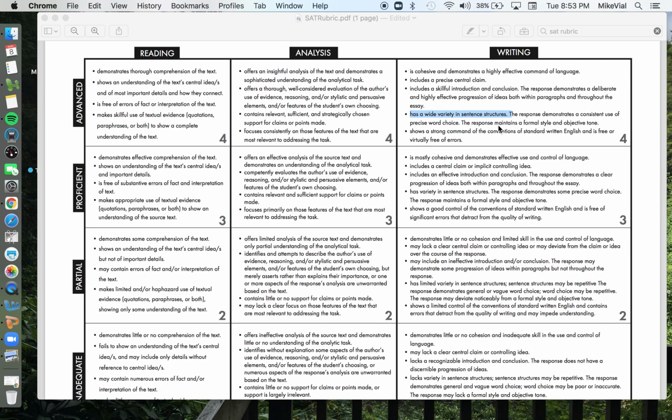Showing a strong command of the conventions of standard written English is basically being free of grammatical errors. Use your commas correctly with conjunctions and phrases, use punctuation, and do your best with capitalization, even though you'll be handwriting this, not typing, unless you have accommodations. So scoring a 3.33 is really good. You don't need to feel like you have not succeeded if you don't get the 4.44. In fact, a 4.43 is quite strong.